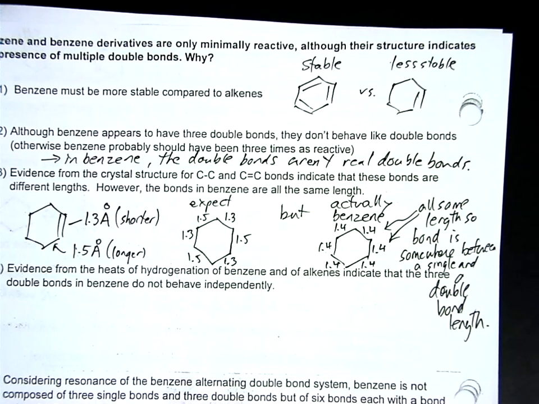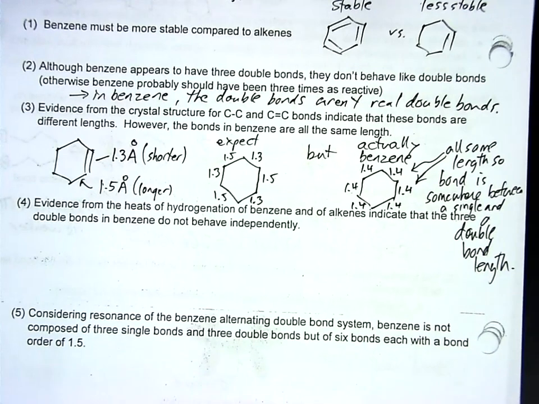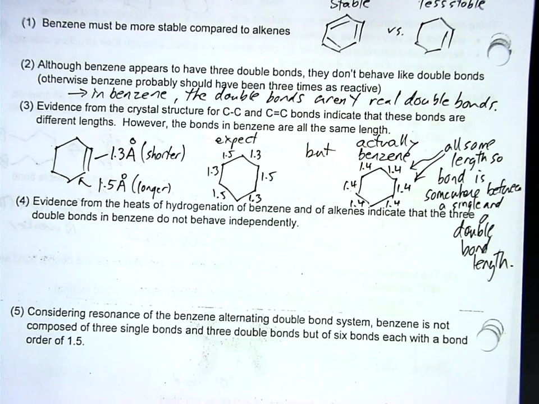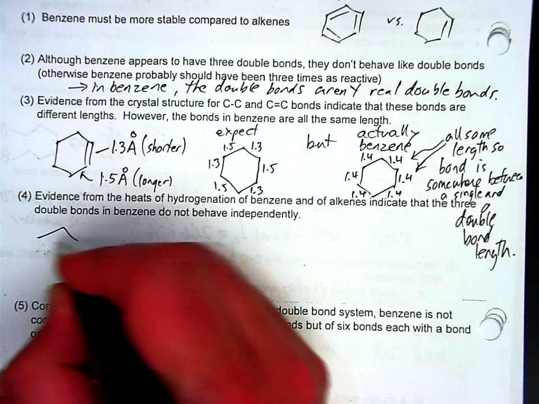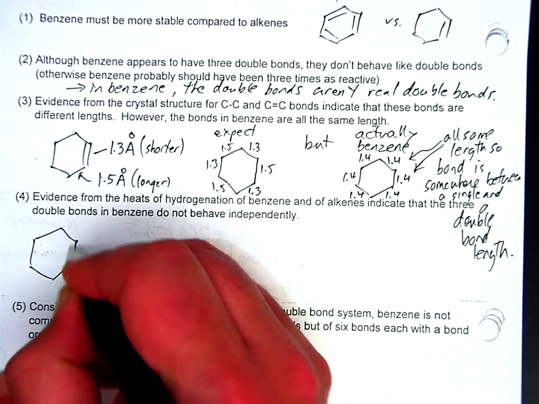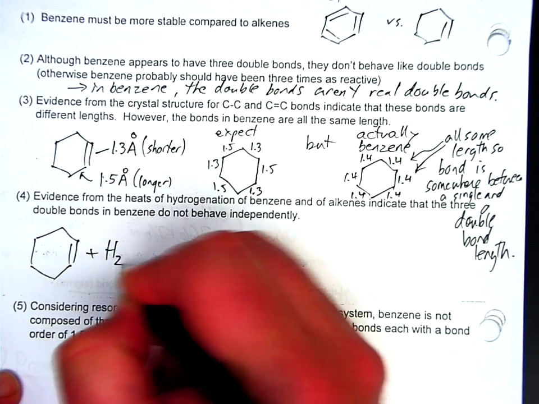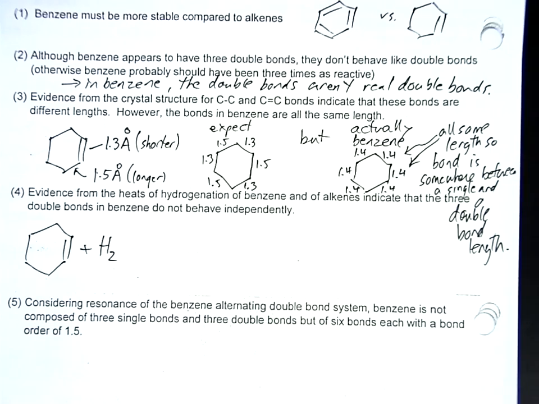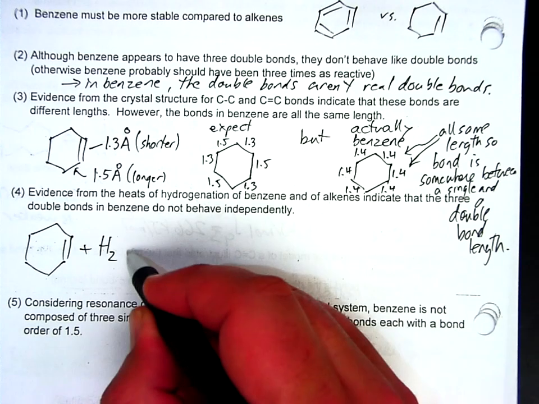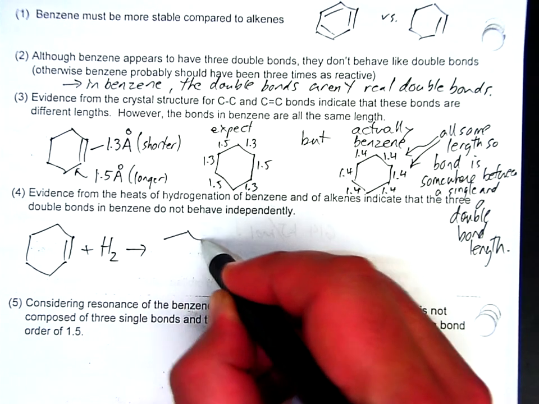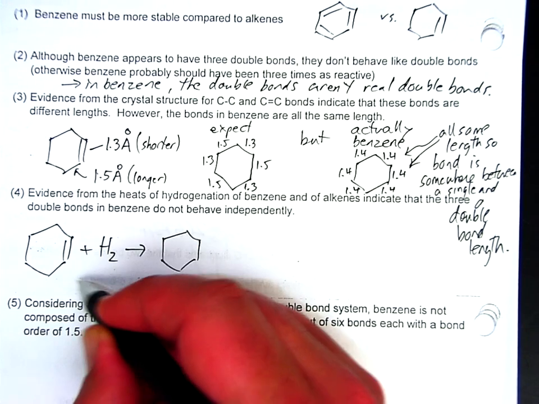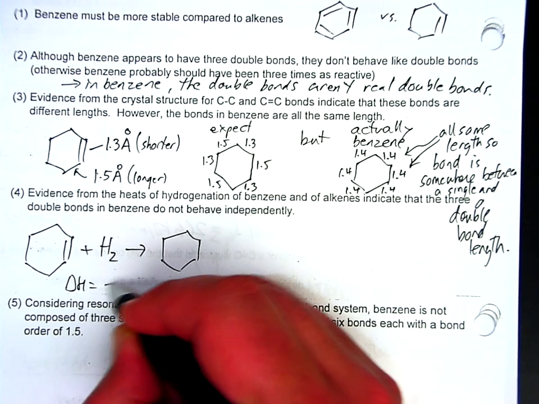Okay, so something mysterious is happening here a little bit. A little bit more evidence. If you were to look at the heats of hydrogenation, which basically involves taking away the double bonds with hydrogen, so we're going to saturate this. If I do that with cyclohexene to make cyclohexane, this energy would be negative 120 kilojoules.